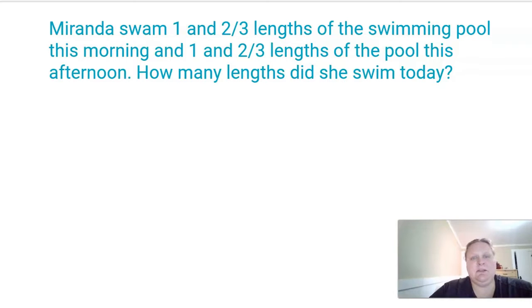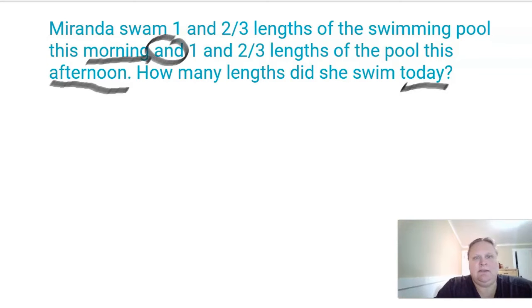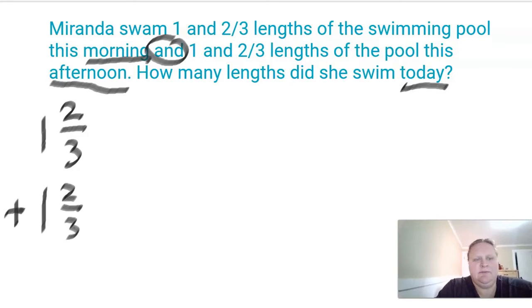The question we're going to be answering is how many lakes did she swim today? Now today includes morning and afternoon. And the word "and" tells me we're going to put them together. So we have 1 2/3 plus 1 2/3. That's the question we're going to answer.